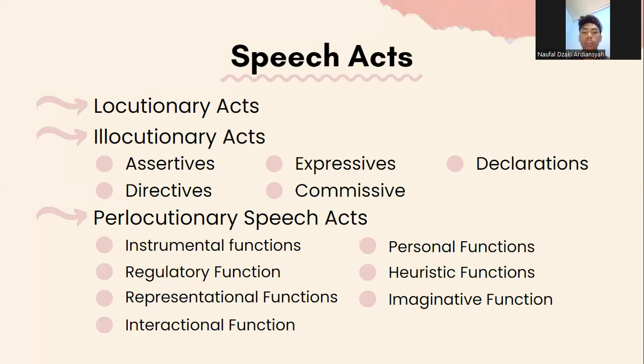Kind of perlocutionary speech act are instrumental function, regulatory function, representational function, interactional function, personal function, heuristic function, and imaginative function. Instrumental function serve the management of the environment, causing certain events to occur. And then regulatory function. The function of this speech as a tool to regulate people's behavior. For example, approval, reproach, and disapproval.